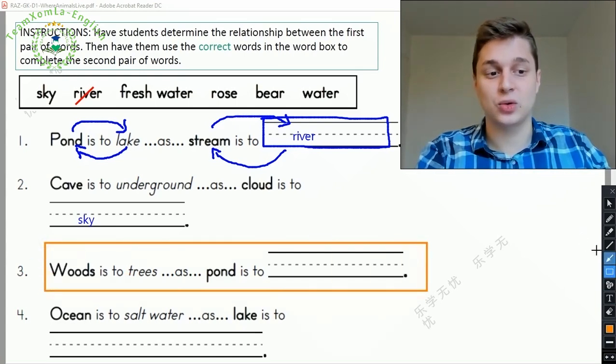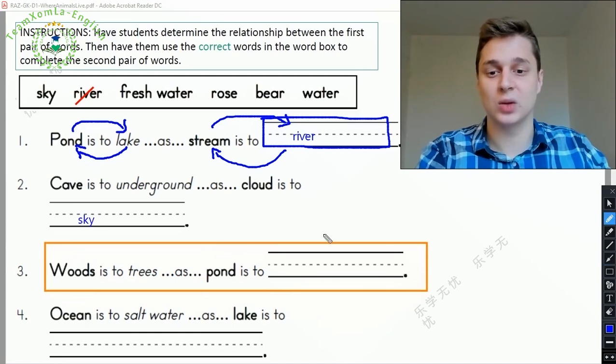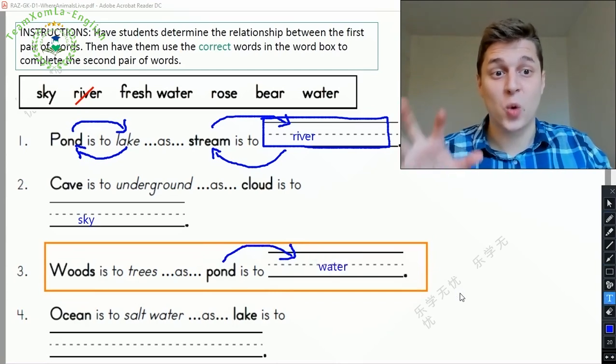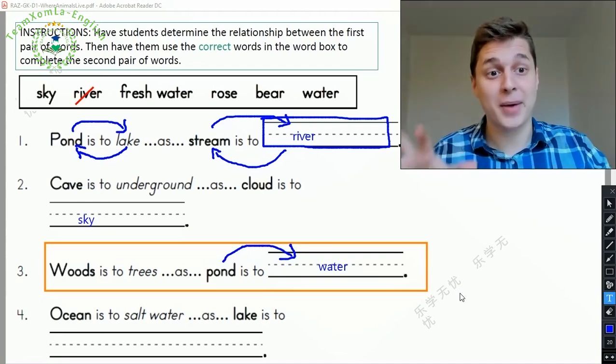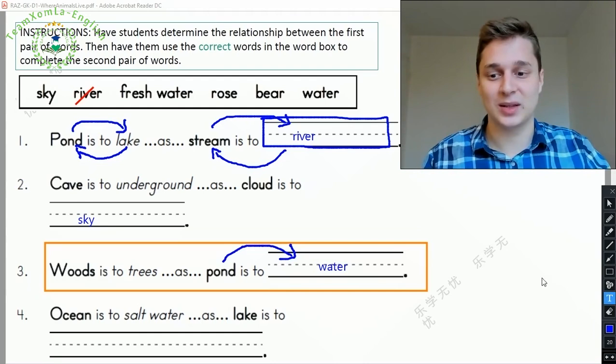Woods is to trees. Woods are made up of trees. There are many, many trees in the woods. So what is a pond made of? A pond is made of water. Woods are made of trees. Ponds are made of water. That's the same relation between the words.